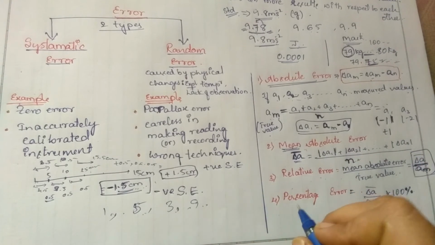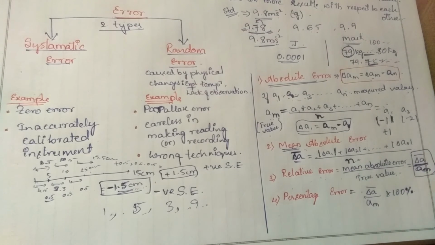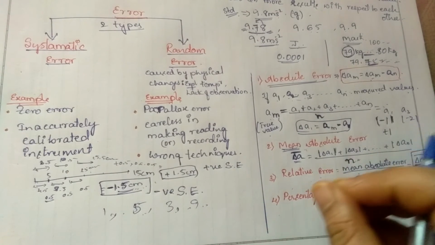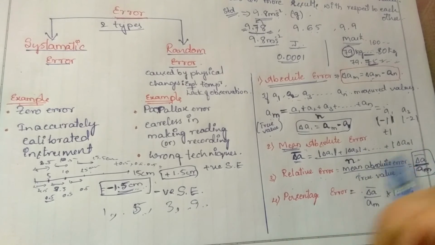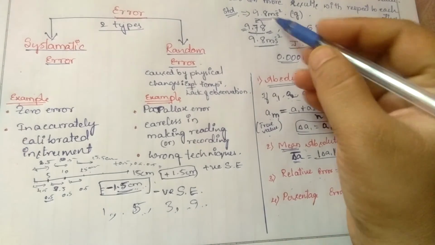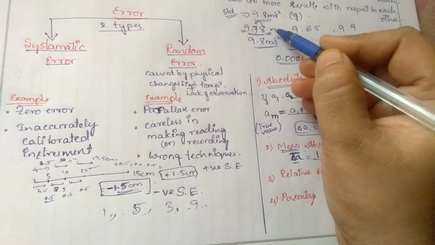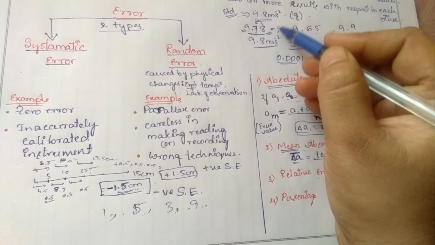Next, the fourth one is percentage of error. What is meant by the percentage? If there is any relative value, what is the percentage of error? It means the difference between the actual value and what we get, as a percentage.